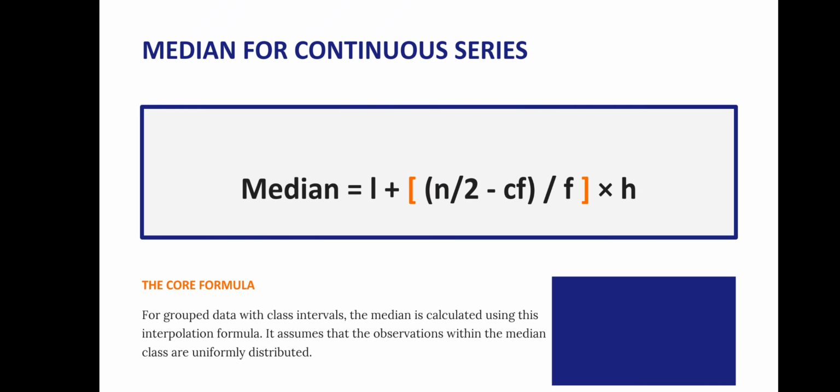Now we need the median for a continuous series. So we have the formula here: median equals L plus (n by 2 minus CF) upon f, into h. For grouped data with class intervals, the median is calculated using this interpolation formula. It assumes that the observations within the median class are uniformly distributed. Here h is the class interval, f you know is the frequency, CF is the cumulative frequency, and L is the class size.